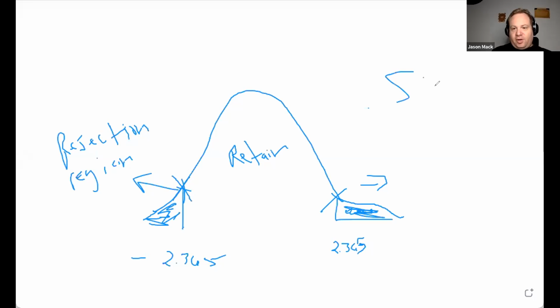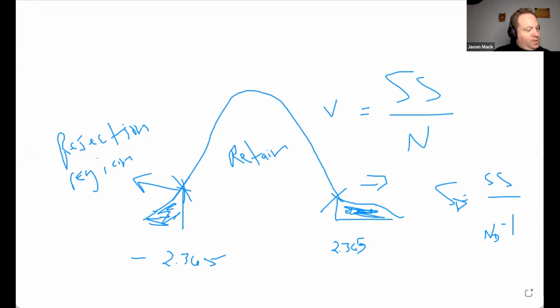We start with the sum of the squares over n for our variance, okay? But because we're looking at the difference here, we're going to say the sum of the squares over the difference, the population minus 1. So the sum of the squares is equal to the sum of the difference squared. So if we look at this, let's see if I can show you the difference up here.